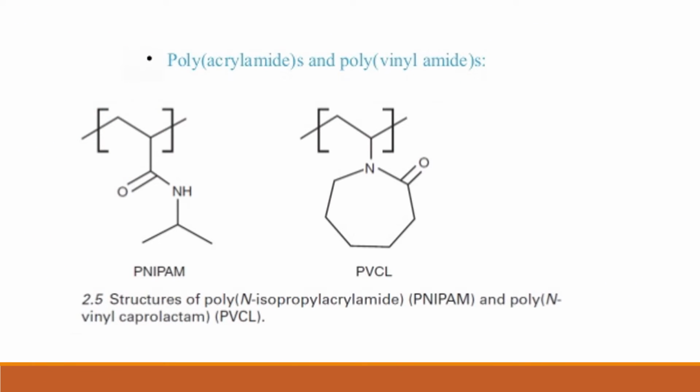Some examples of temperature responsive polymers are polyacrylamide and polyvinylamines. See the structures? The structures in the bracket you see could be either elongated or compressed as we change the temperature of that particular polymer system.